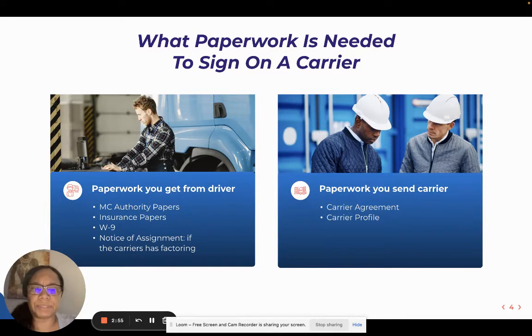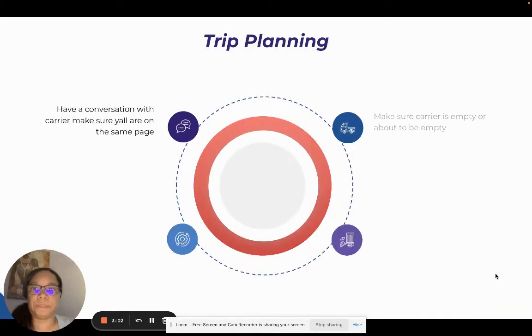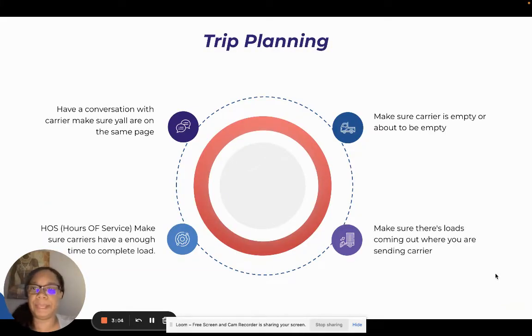This is the paperwork you send your carrier. You're going to send your carrier a carrier agreement and a carrier profile. Then we talk about trip planning.